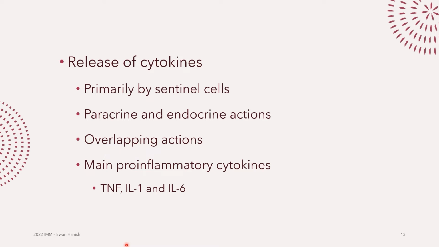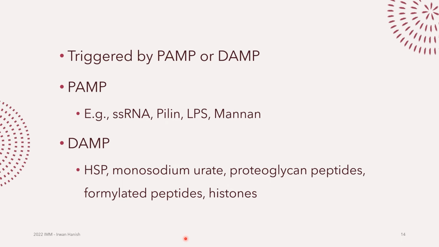So that redundancy makes sense if you think about it, because if there's a genetic defect in one cytokine production, the whole immune response won't be compromised. Primary cytokines involved in inflammation are tumor necrosis factor, interleukin-1, and IL-6, interleukin-6. And the release of those pro-inflammatory cytokines is triggered when your cells detect PAMP, pathogen-associated molecular pattern, or when they detect DAMP, which is the damage-associated molecular pattern.